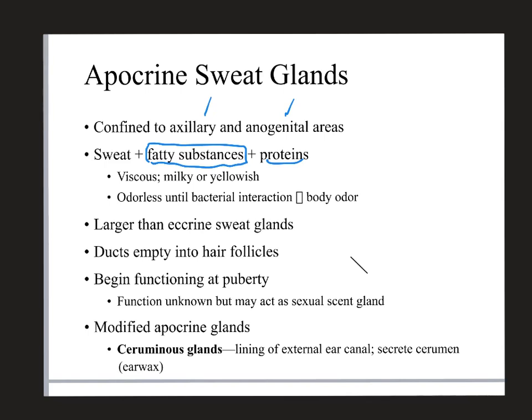One interesting note is that modified apocrine glands include ceruminous glands, which line the ear. And these are your earwax glands, right? So the glands that produce earwax in your ear, which are meant to prevent objects and dust and so on from going in your ear, are modified sweat glands. Also, another modification of sweat glands are mammary glands, right? When those are modified during pregnancy.